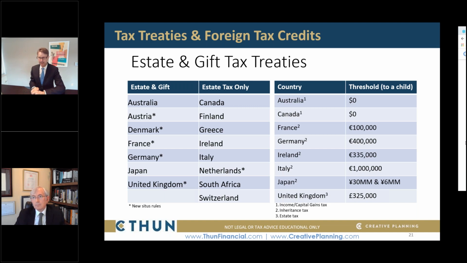Now, your parents may owe something in the US if their estate is above the $11.7 million exemption, or for the two of them, they can double it to almost $24 million, $25 million of exemption amount, right? But that would be their issue. But you would not owe anything in the Netherlands.